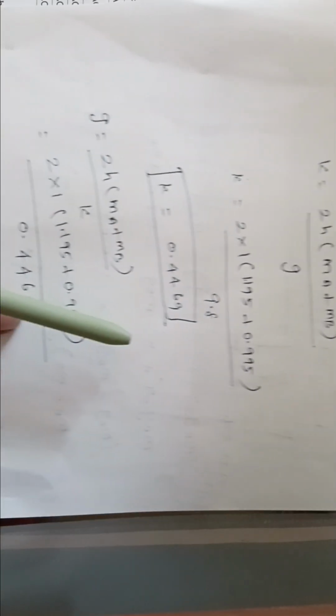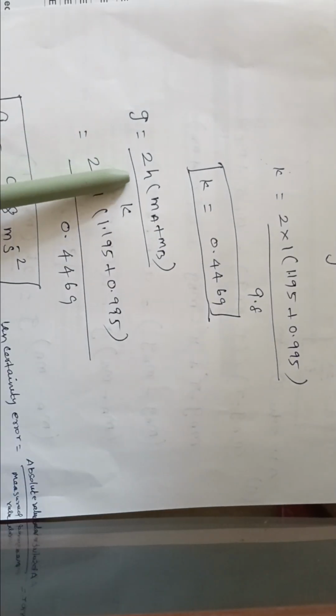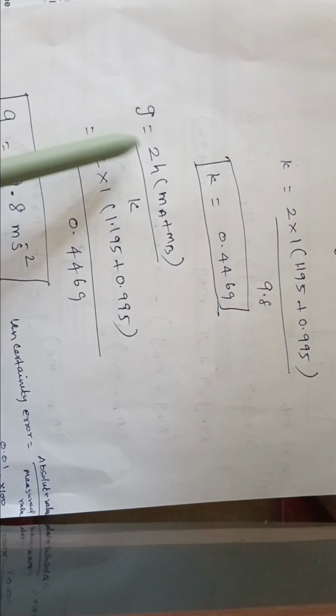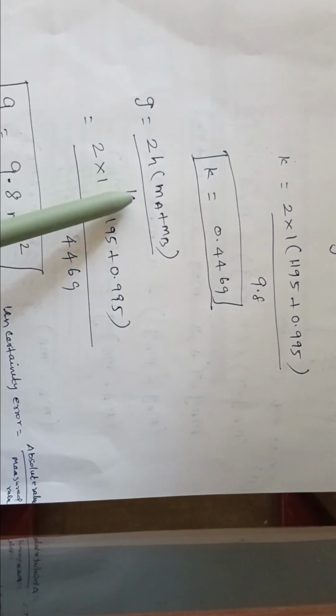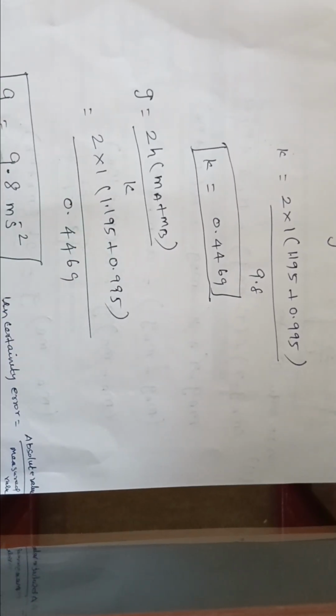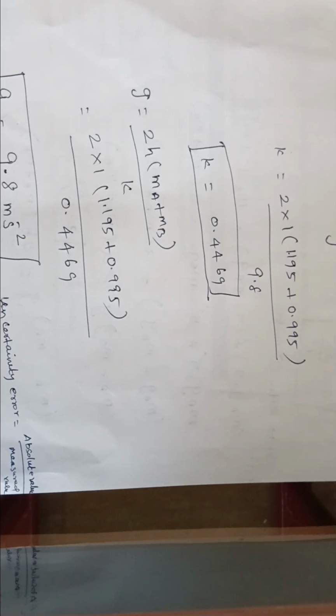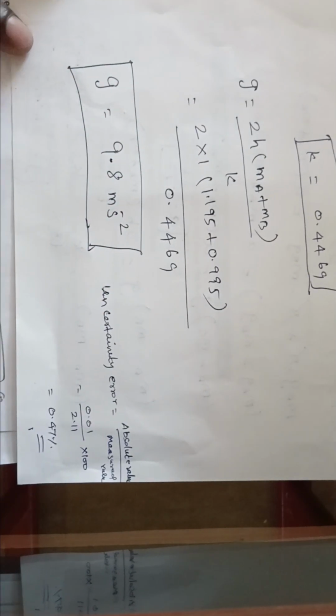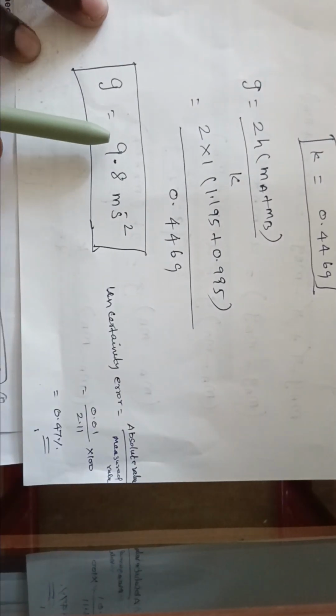Then this value we will substitute here. Again, g equal to 2h (MA plus MB) by K: 2, h value 1, then 1.195 plus 0.995, by K value 0.4469. We divide this and we get g equal to 9.8 meter second minus 2. In this way, we calculate the g value, acceleration due to gravity.